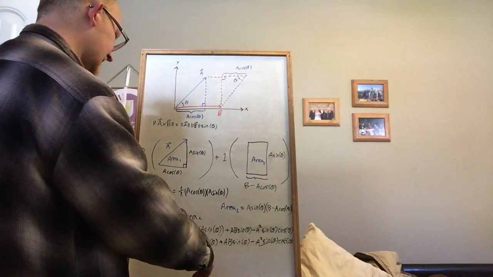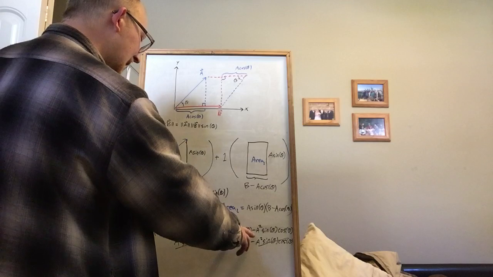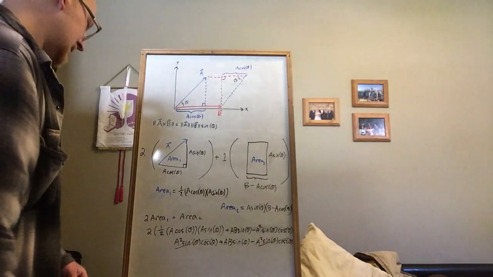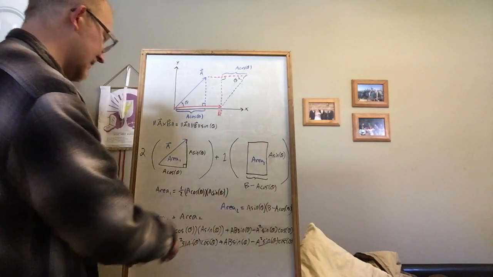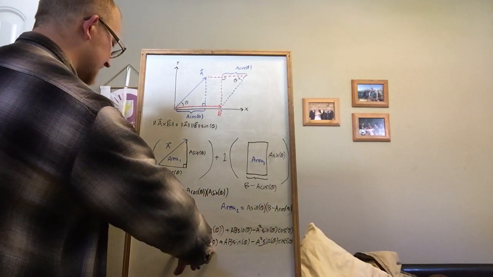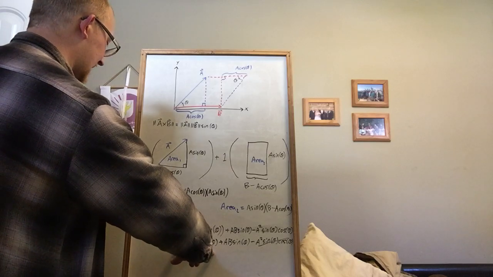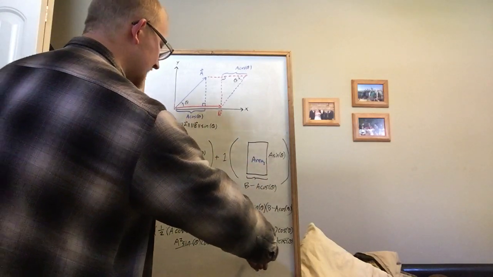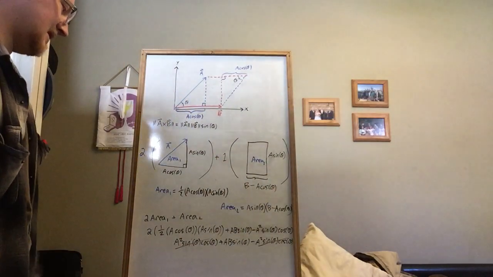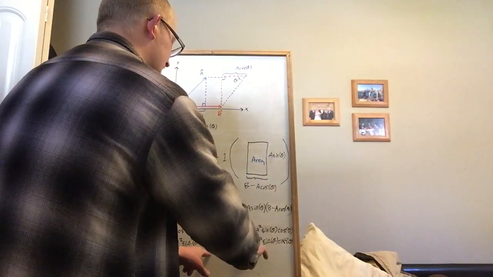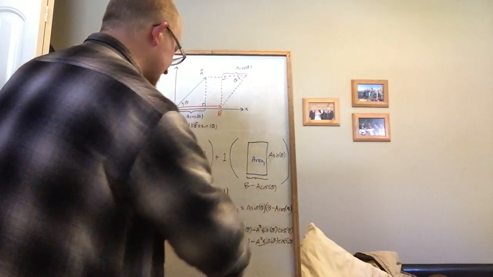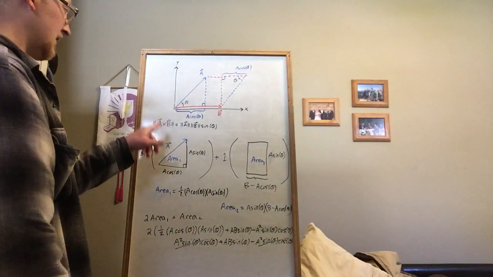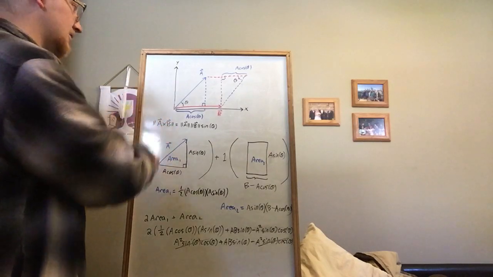What I end up with there is AB sine theta minus A squared sine theta cosine theta. When you distribute everything, from the 2 triangles you get A squared sine theta cosine theta, and from the rectangle you get AB sine theta minus A squared sine theta cosine theta. These 2 terms are identical, and one is subtracting, so they cancel. What you're left with is the magnitude of A times the magnitude of B times sine theta. And that's the magnitude of A cross B.